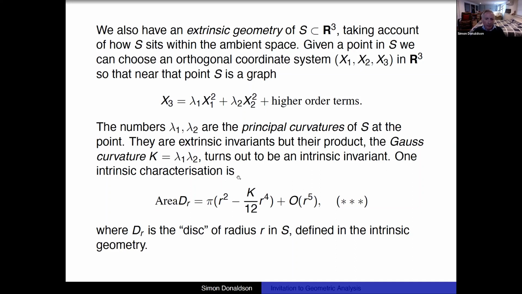One way of defining it intrinsically is by a formula for the area of a disk in the surface of radius r. In a sense, we take our point, and we look at all the points whose distance measured within the surface is less than r. That defines this disk D_r. We work out its area, and we consider that for small r. Of course, the leading term is the same as we would have in the plane, pi r squared, but the first correction term is an r to the fourth term, which is given by this Gauss curvature up to a factor. And then, of course, we have our higher order corrections.